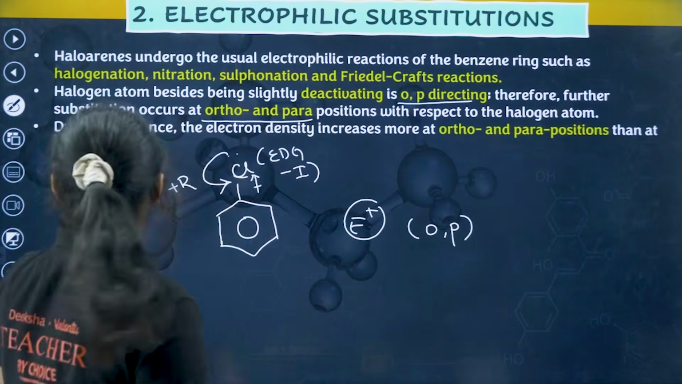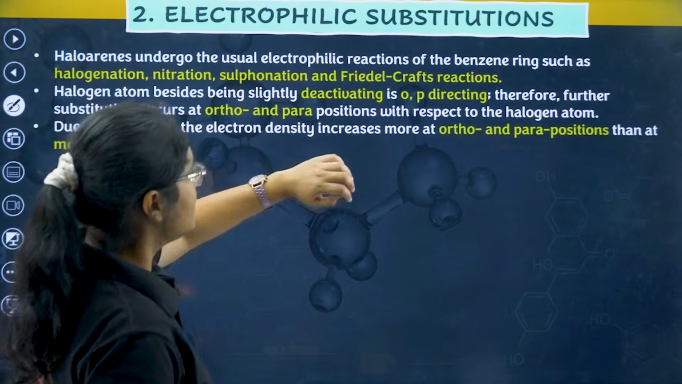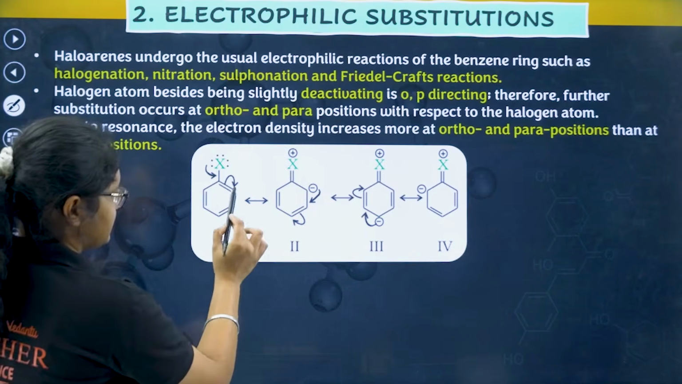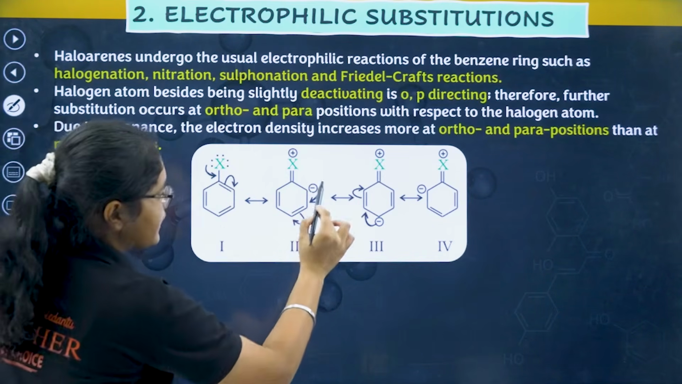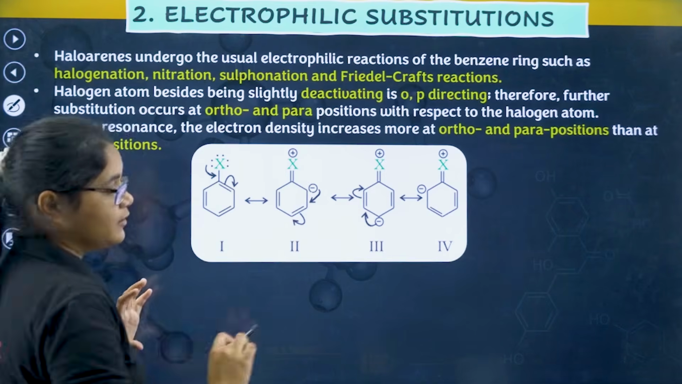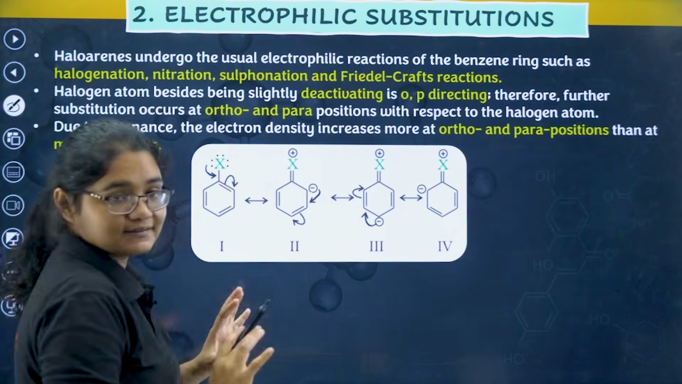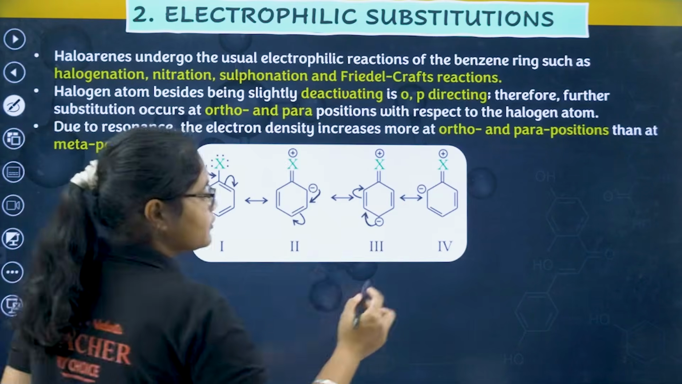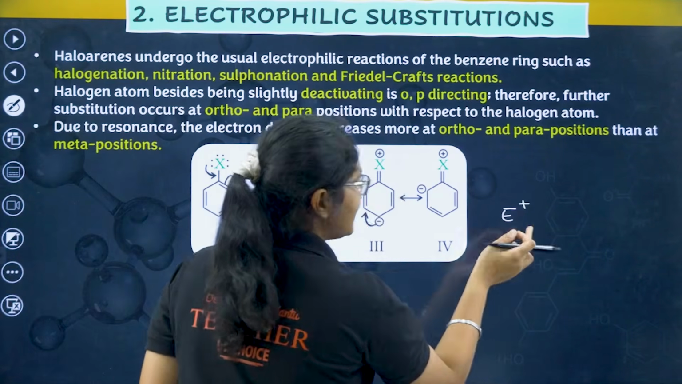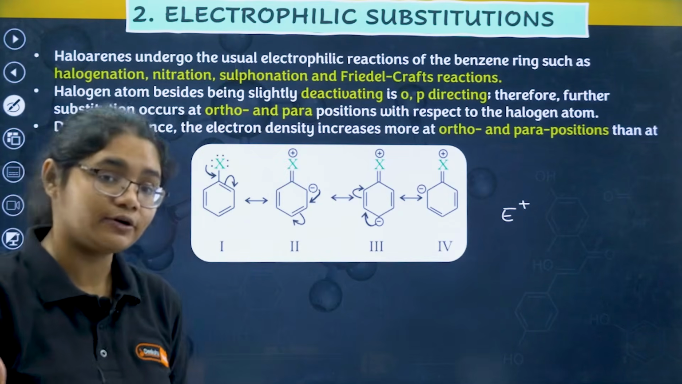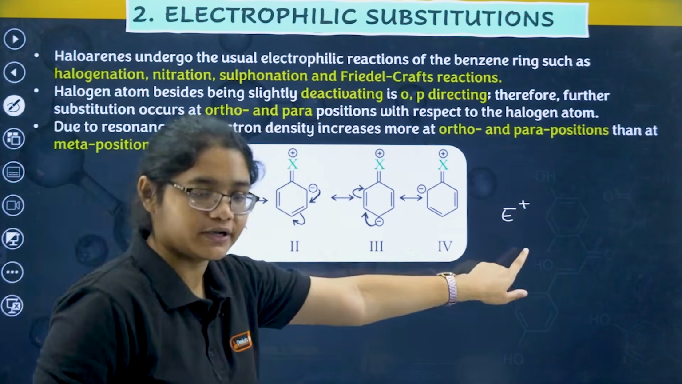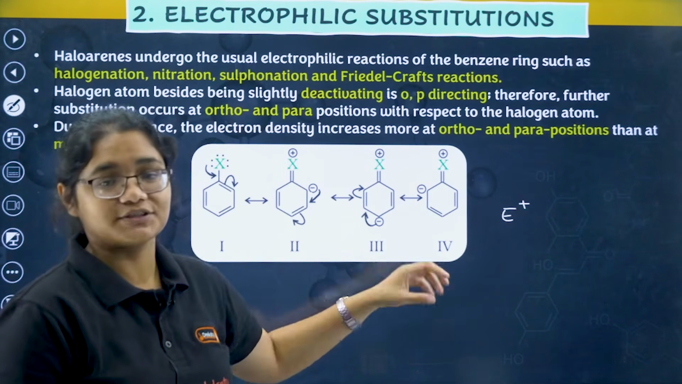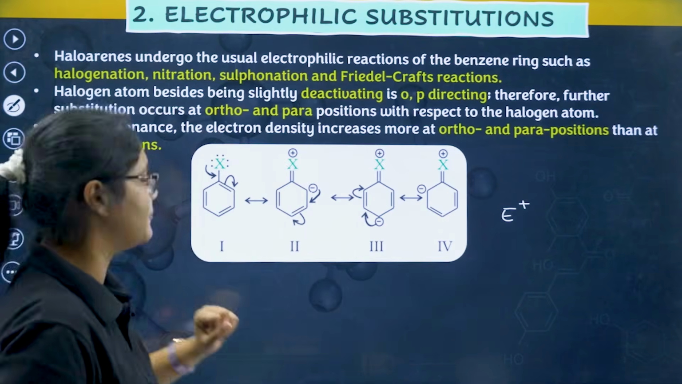So whatever substituent, whatever E plus will come, it will attach at ortho and para positions only. If you see the resonating structures of this one, the bond is coming here, there is electron density here, then again this bond can come, there is electron density here, then again electron density is here. So where is the electron density? At ortho and para positions. This electrophile is electron deficient, so it will attack at the electron rich positions. So at ortho and para positions the substitution reaction will happen.